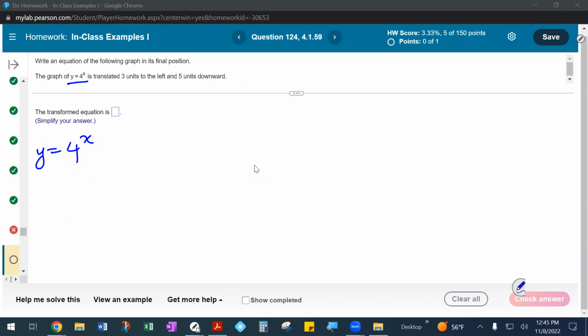So take a minute, think about this. You're moving 3 units to the left and 5 units downward. What will our new function look like when you put those two translations in there?